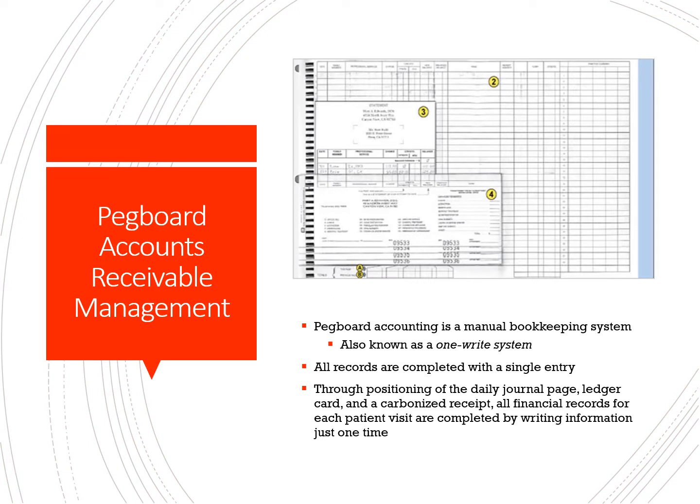Here is an example of a pegboard accounting system. It is also known as a one-write system. This is because you make a single entry for all records. This is done by positioning the daily journal page, which is this big page right here, then the ledger card right here, number 3, and a carbonized receipt so that the financial records for each patient visit are completed by writing a single entry. Entries for additional records such as daily totals and monthly summaries must be completed manually, and those are here down in A and B.